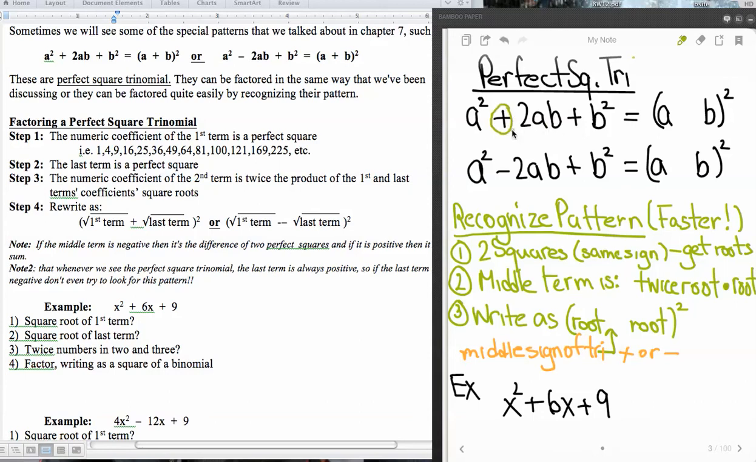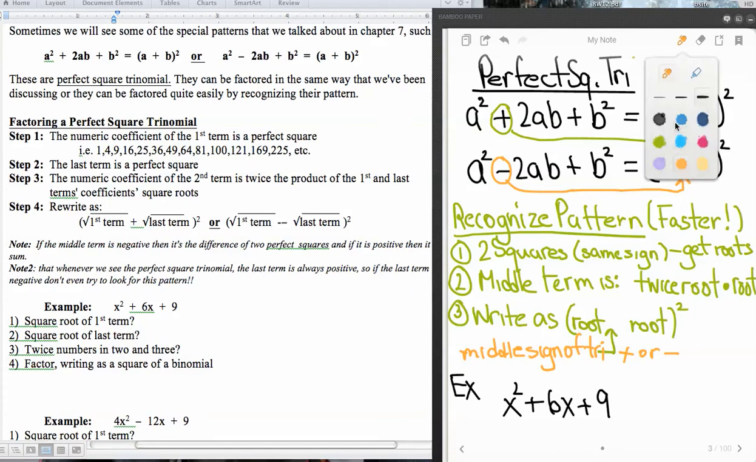2. Now whatever this sign is right here is going to be the sign that we'll see in the middle of the binomial. And whatever the sign is, that's what we're going to see. So this one here would be a minus in the middle here. So what we're going to want to do, because it's much faster as a matter of fact, is recognize this pattern.